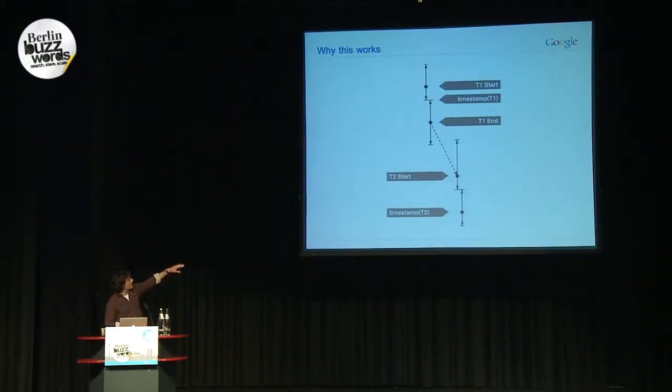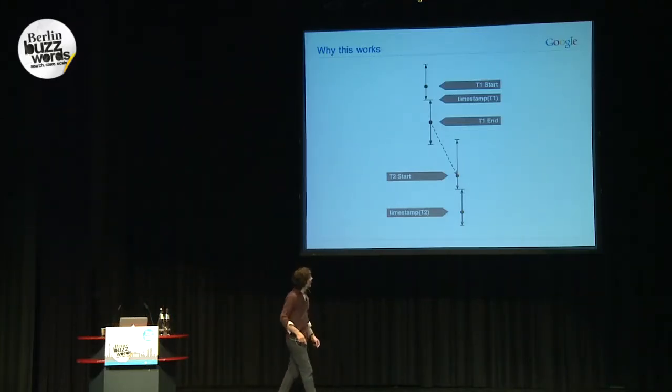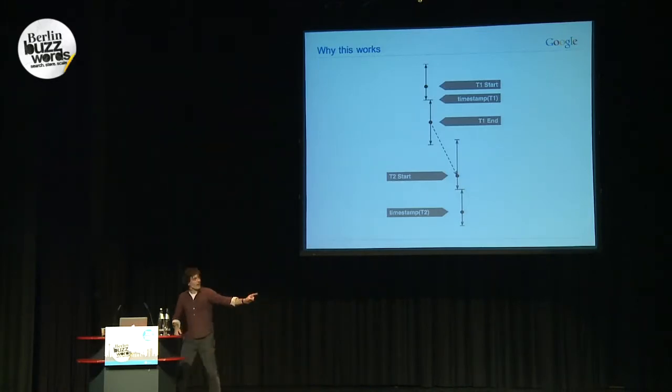Transaction 2 starts. There's a happens-before relationship in that transaction 1 ended before transaction 2 started. Again, we pick a commit timestamp at the end of that interval, so guaranteed to be bigger than the first transaction's commit timestamp.